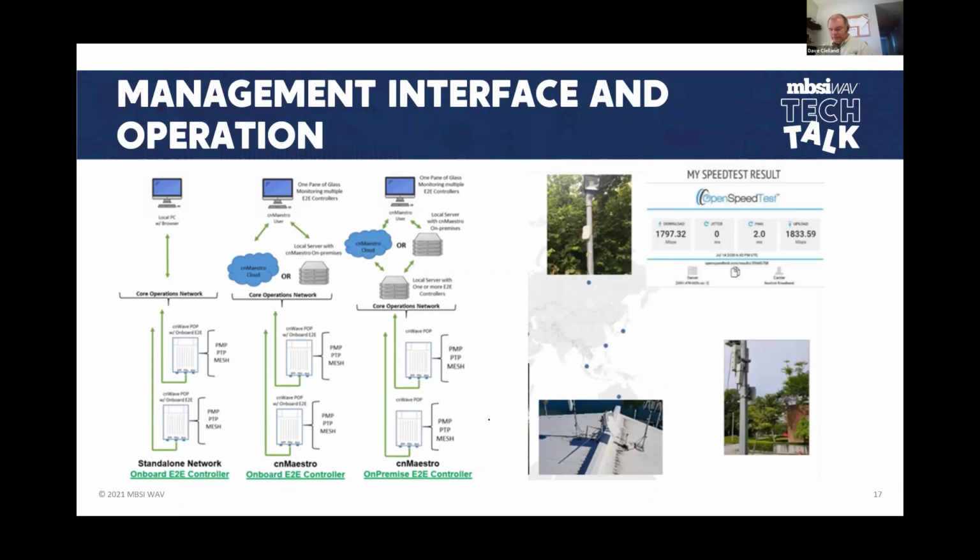And just a little bit about network management here. Interfaces of the equipment, point-to-point management, standalone, or in Cambium's case with cnMaestro, which manages the entire network here. And here's a system that was put up, and here's a real typical speed test.